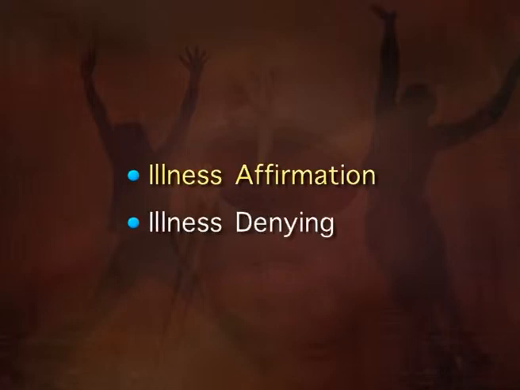Now, in addition to the normal responses that a person gives as a response to illness, some people may even respond abnormally to illness. Now, there are two major kinds of abnormal illness response. One is illness affirmation and the other is illness denying. Now, what is illness affirmation?